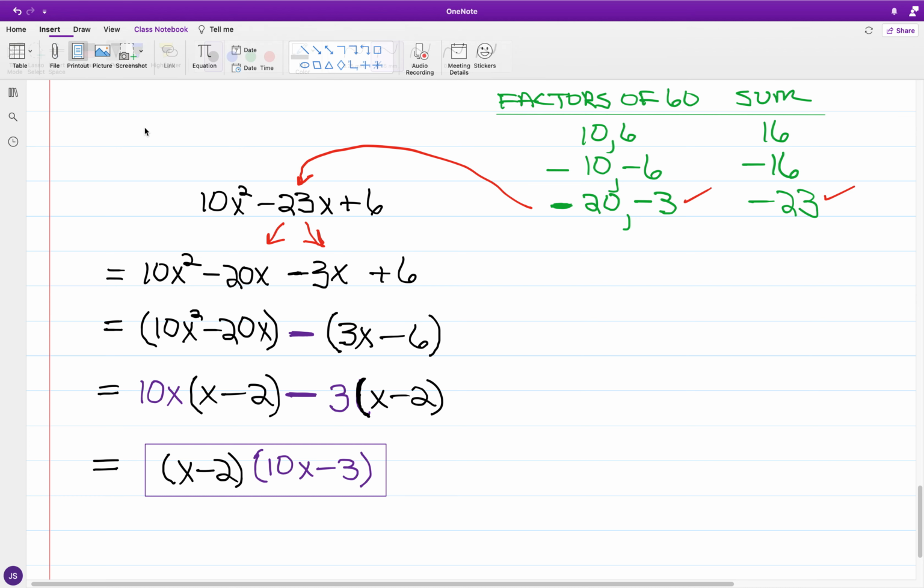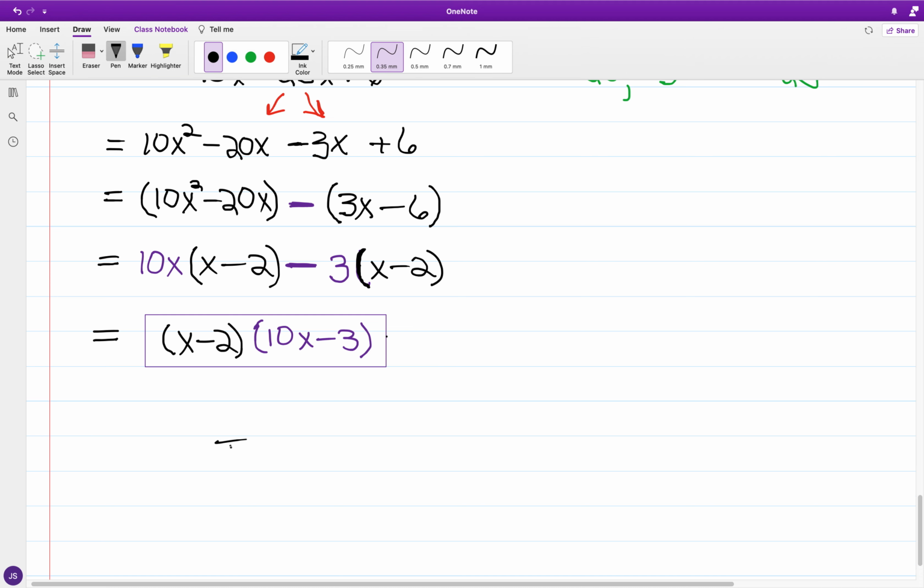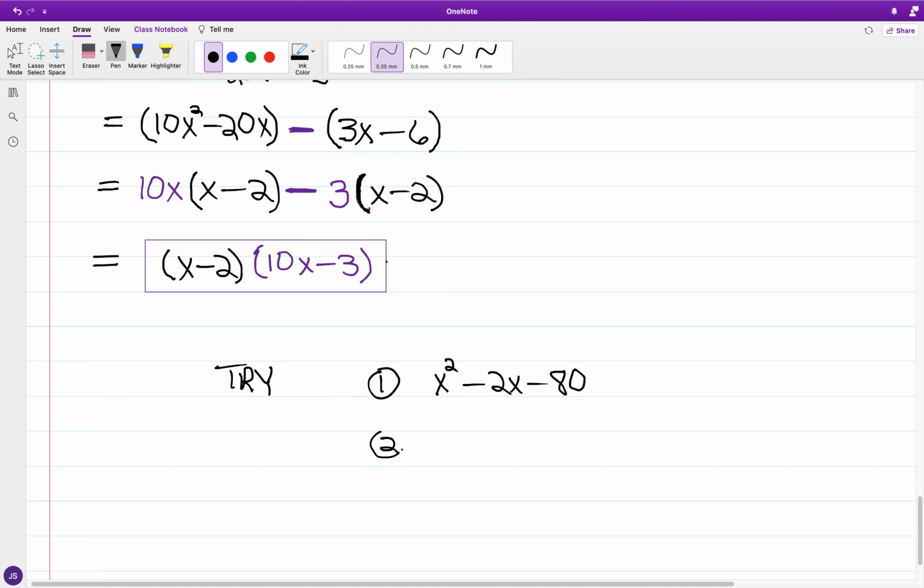Okay, so just looking at what we have here in terms of factoring, just for the next few moments, see what we get for, first of all, we'll say we have x squared minus 2x minus 80, and we'll say also 4x squared plus 19x plus 12. And 12x squared minus 13x plus 3.